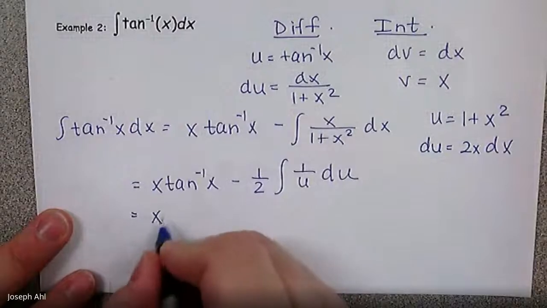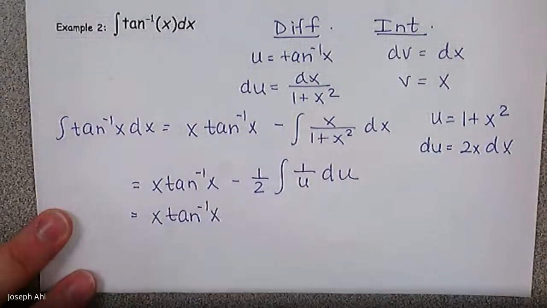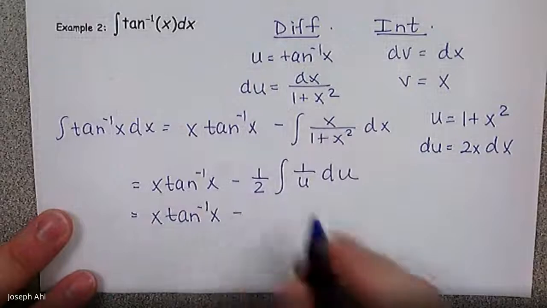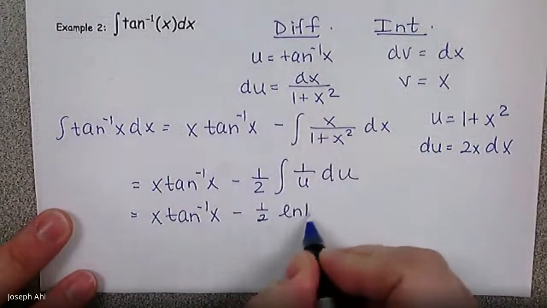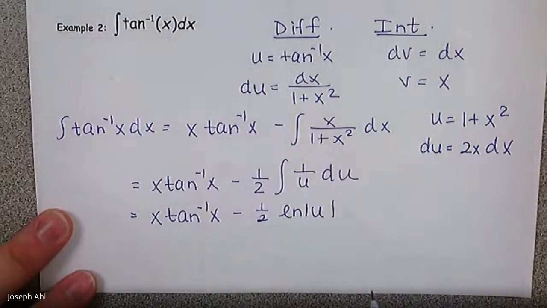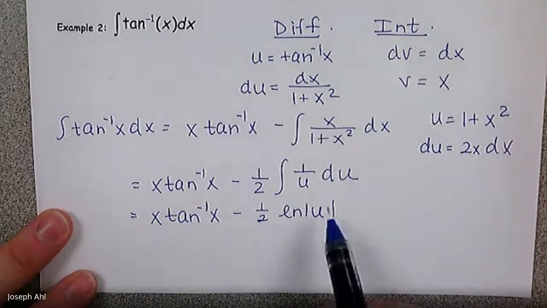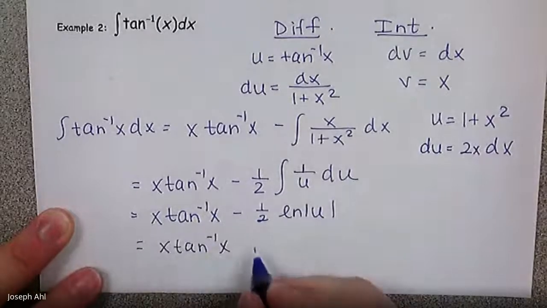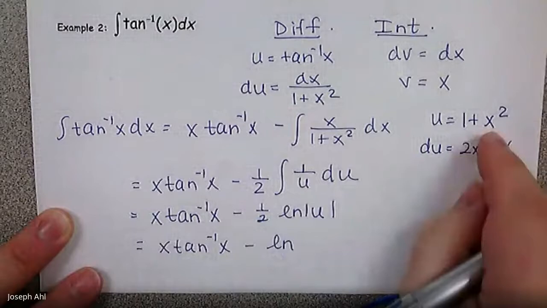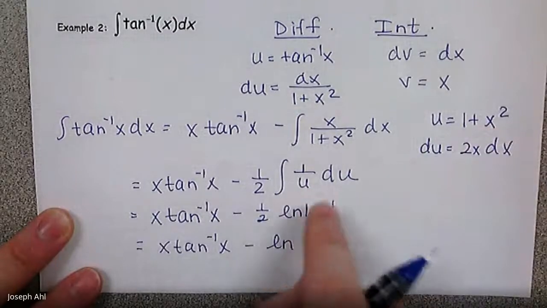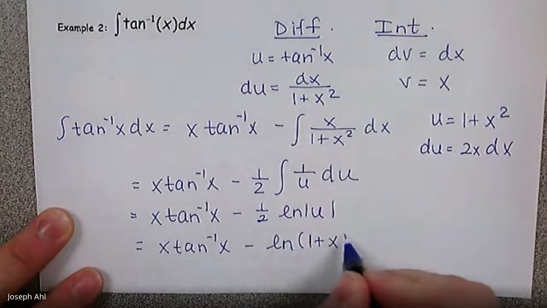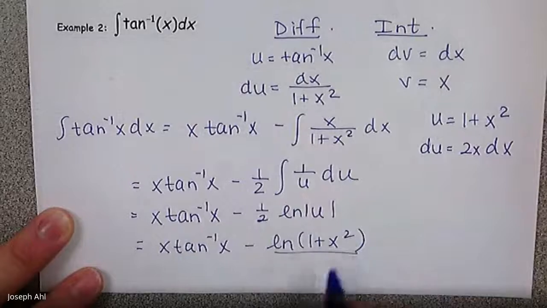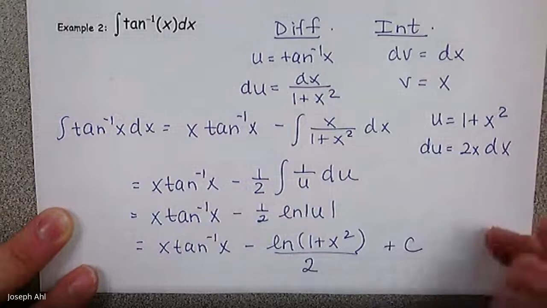which, look what's coming back into play now, x tan inverse of x. This is going to be minus 1/2 of ln absolute value of u. And then last but not least, if I replace u with 1 plus x squared, it becomes x tan inverse x minus the ln of, when I plug 1 plus x squared in there, we don't necessarily need the absolute value anymore because that's always a positive amount, over 2 with a plus c.